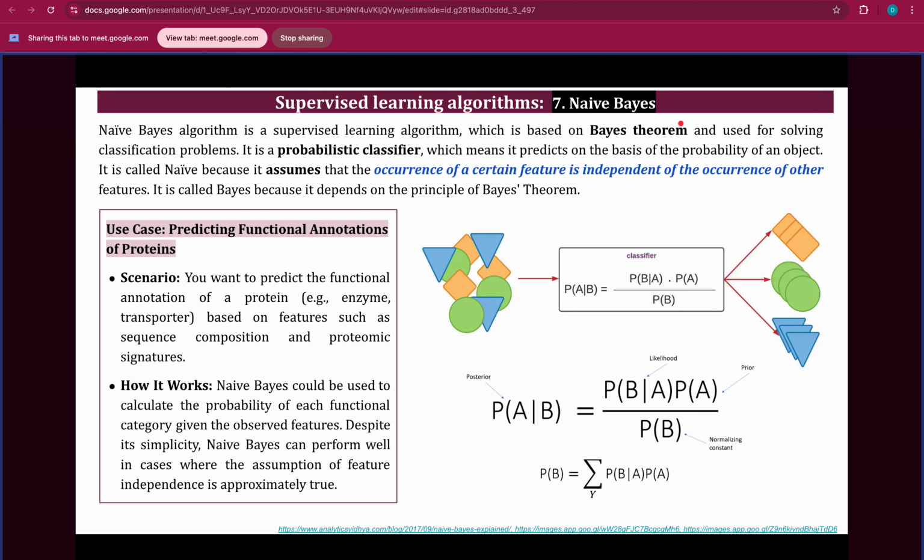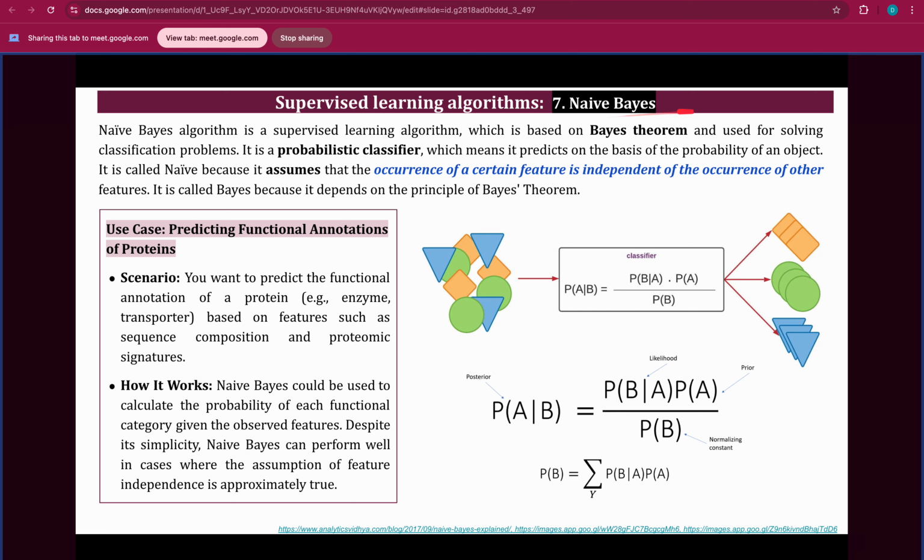Then comes naive Bayes. It is based on the Bayes theorem, which is a kind of probabilistic classifier that gives you the probability of an event given some prior information about a certain event which has already happened. So you already have that information and you are trying to predict the probability of a new event on the basis of the already happened event. That is the concept of Bayes theorem.